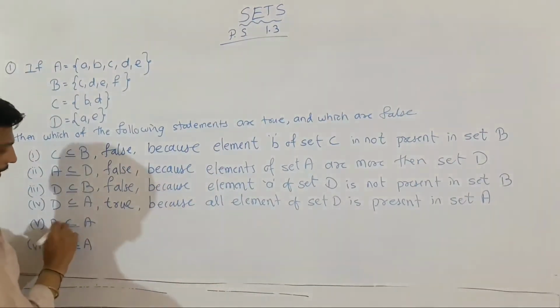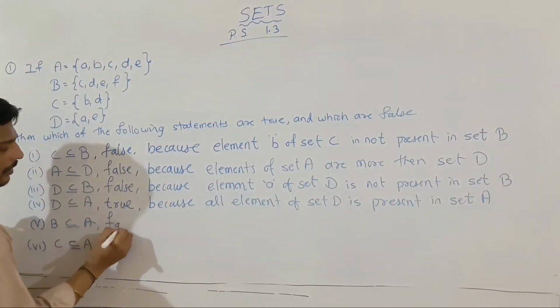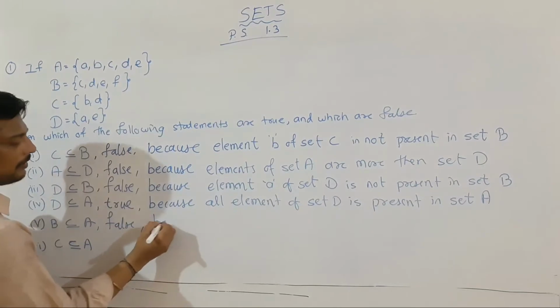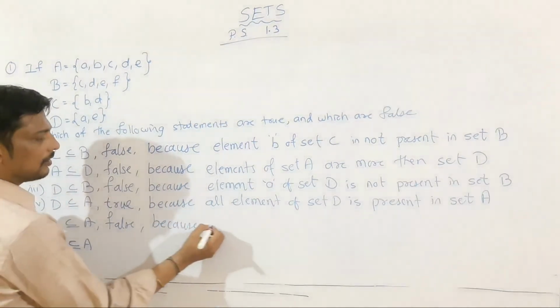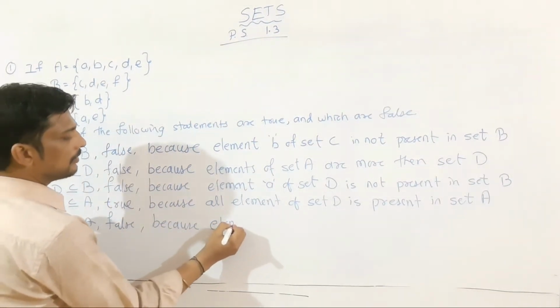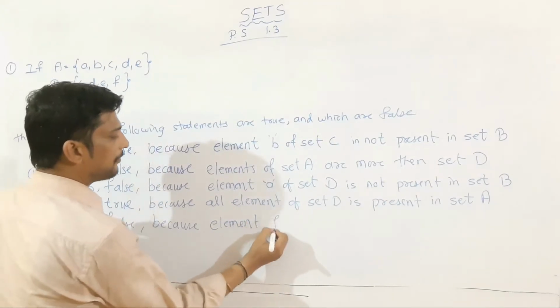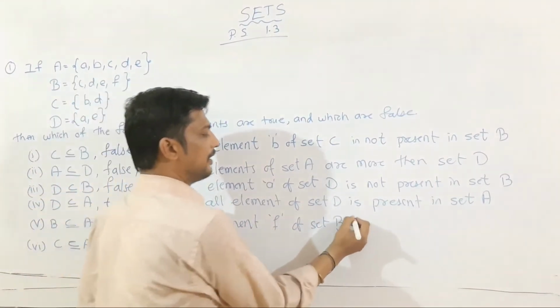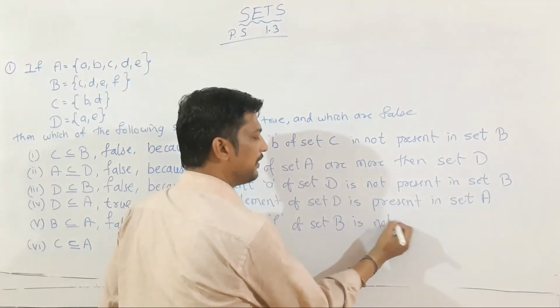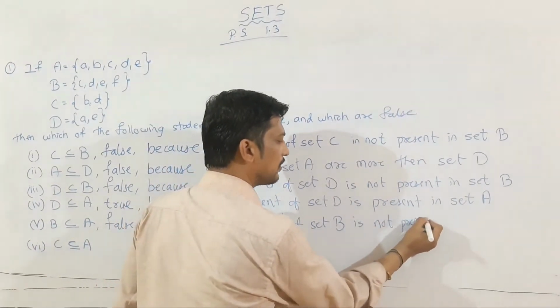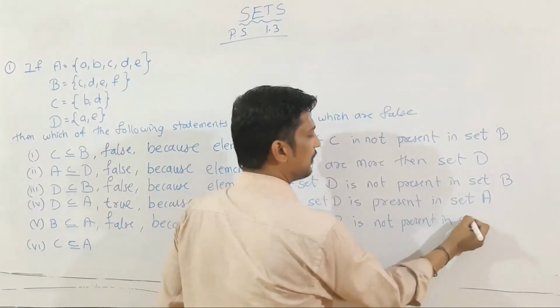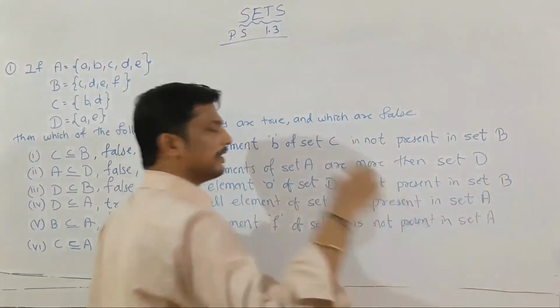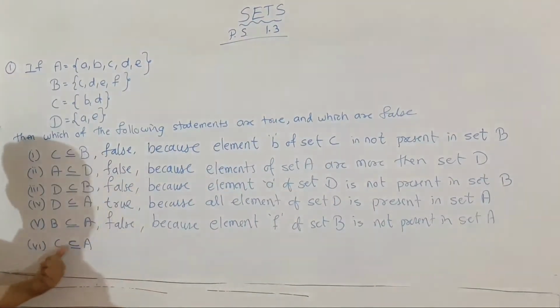So they have given me B is subset of A. This is false. Why? Because element F of set B is not present in set A. And the last one, C is subset of A.